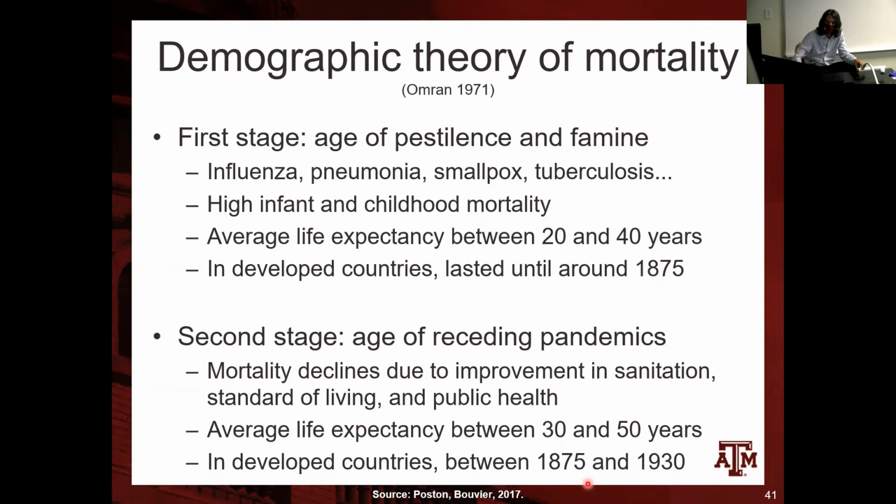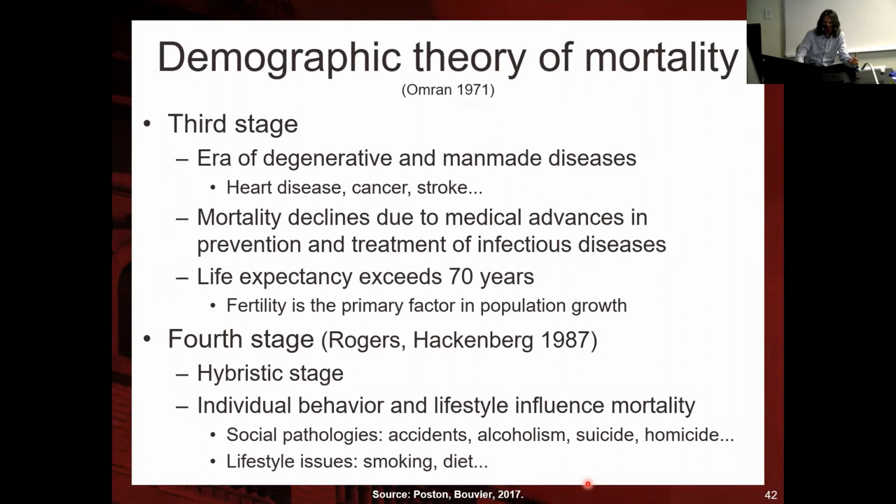The third stage, the era of degenerative and man-made diseases. So now heart disease, cancer, stroke start to increase in prevalence, in the proportion of people dying due to those diseases. Mortality declines exactly because we start to have advances in medical treatments, in prevention and treatment of infectious diseases. Vaccines. More people have access to vaccines for free. Prevention is not just about treatment, it's about prevention, right?